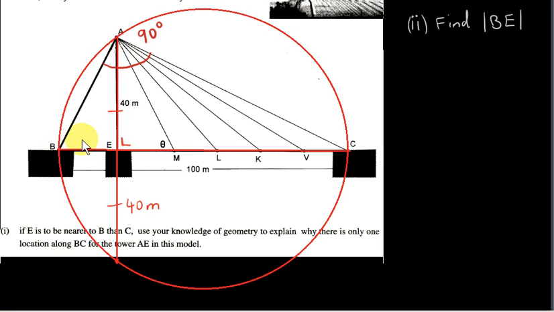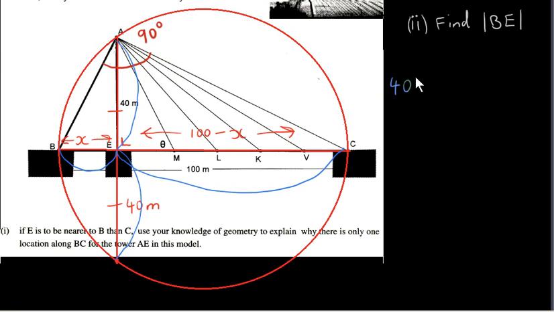Let's call the distance of B to E x. Then, since the distance of B to C is 100, the distance of E to C is 100 minus x. So, the theorem that we use, which I cover in another video, states that if we have two intersecting chords of a circle, then if we multiply this distance by this distance, we get the same answer when we multiply this distance by this distance here. So 40 by 40 is 40 squared, and that must equal x times 100 minus x.